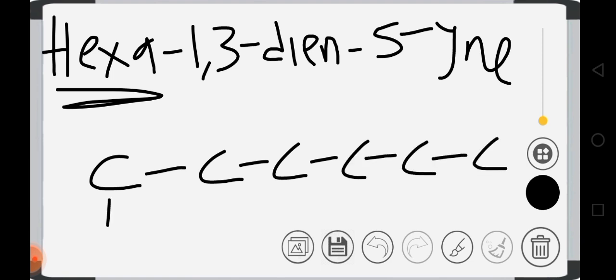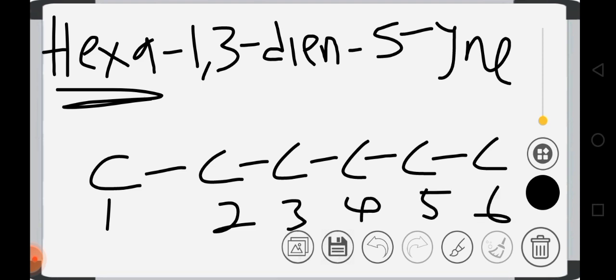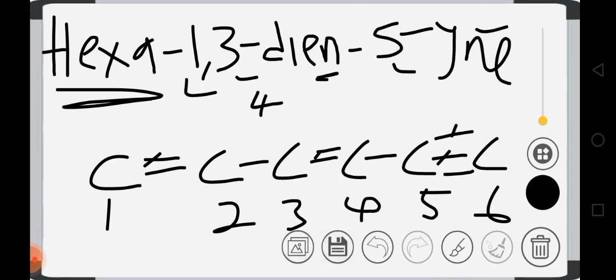Then you count 1, 2, 3, 4, 5, 6. Then at carbon atoms number 1 and 3, we have a double bond. So put a double bond here, put a double bond there. Then the number 5 carbon atom will have a triple bond. So you go to number 5, you put a triple bond there. That is all. This is the structure of hexa-1,3-dien-5-yne. They can ask you how many pi bonds we have here. We have one pi bond here, another pi bond here, and 2 pi bonds there. So we have 4 pi bonds already.